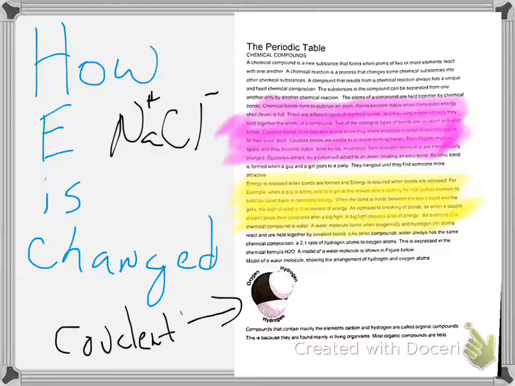Alright, so how is energy made then? Energy is released when bonds are formed. Energy is required when bonds are released. Think about that. Energy is released when bonds are formed. Energy is required when bonds are released. So do we want to make bonds or do we want to break chemical bonds? Why and why not? Think about that. Kind of a little different thinking there.